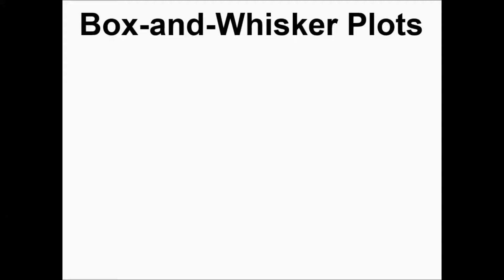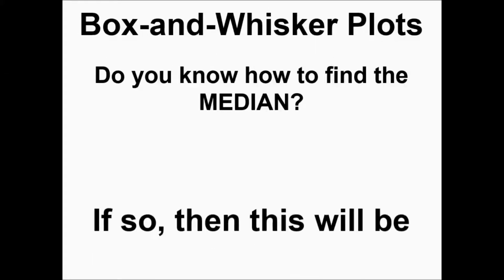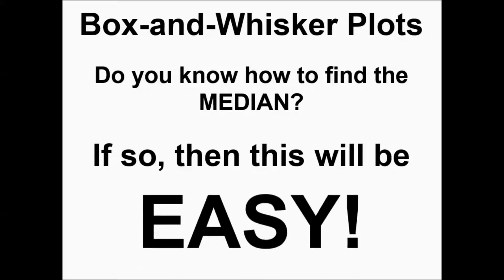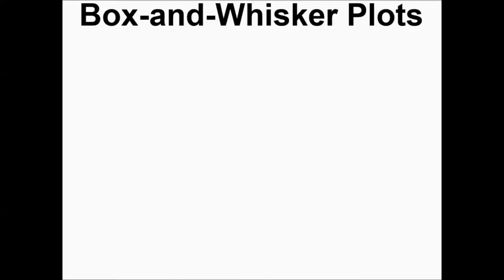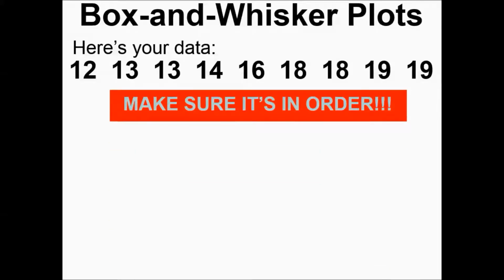Alright, this video is going to be covering how to make box and whisker plots. If you know how to find the median, then this is going to be really easy. Alright, moving on. You're going to need to find 5 things. You're going to be given some data. This data is already in order, so you don't have to worry about putting it in order.